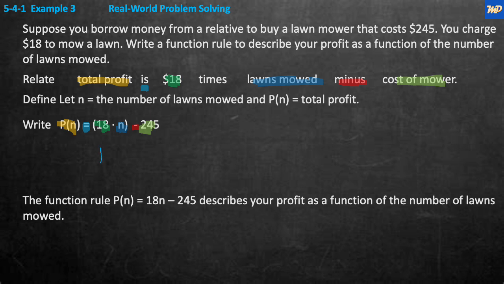So there it is. P of n is equal to $18 times the number of lawns you mow minus the $245 that you had to spend to start your company. There's your function rule. So reading it, the function rule, P of n is 18n minus 245, describes your profit as a function of the number of lawns mowed. Okay?